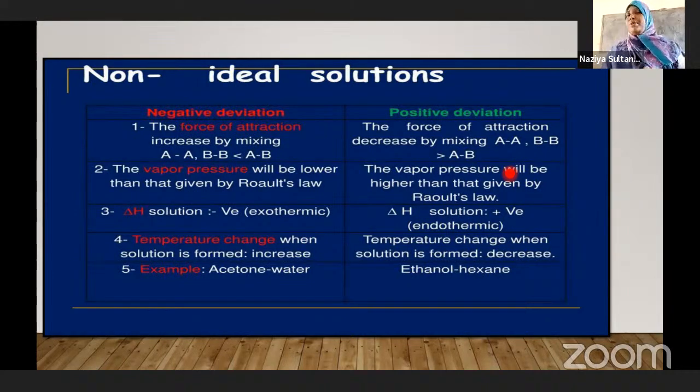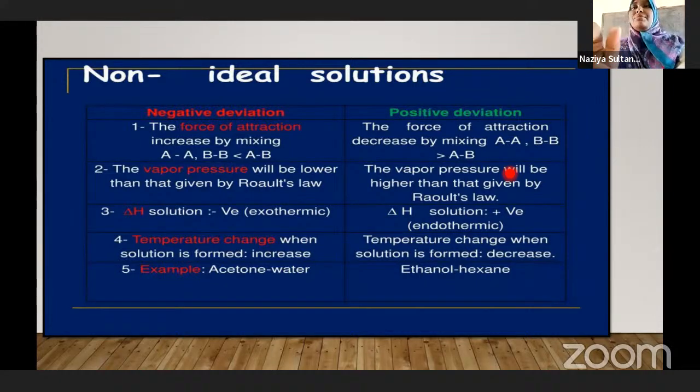What we know is that whenever delta H is negative, that means it is exothermic. When delta H is positive, it is endothermic. So positive deviation solutions are endothermic. That means they absorb heat when the solution is being formed. Acetone and water is an example of negative deviation. Ethanol and hexane are examples of positive deviation.